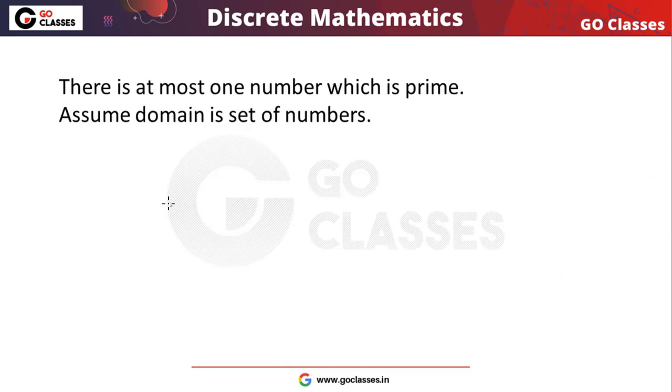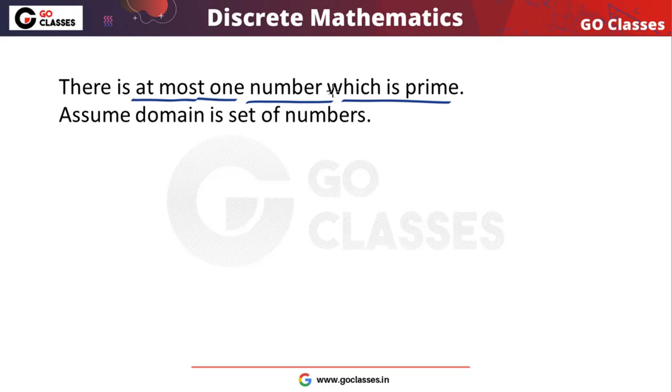Let's see the next example. There is at most one number which is prime, at most one prime number. In the last lecture I told you how to convert at least one, at least two, at most one, at most two, exactly one, exactly two. How can we convert this type of statements in first order logic? I have already explained this in the last lecture. You can find the link in the description, or on our YouTube channel you can find all the videos and watch them. So I have already explained how to write at most one. So let's see this.